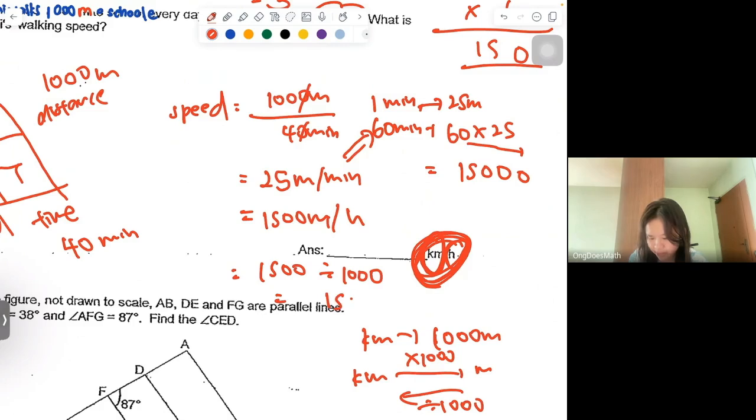So to divide it by 1,000, you'll move the decimal point to the left 3 times because there are 3 zeros. So it'll be 1.5 kilometer per hour. So the answer is 1.5 kilometer per hour.